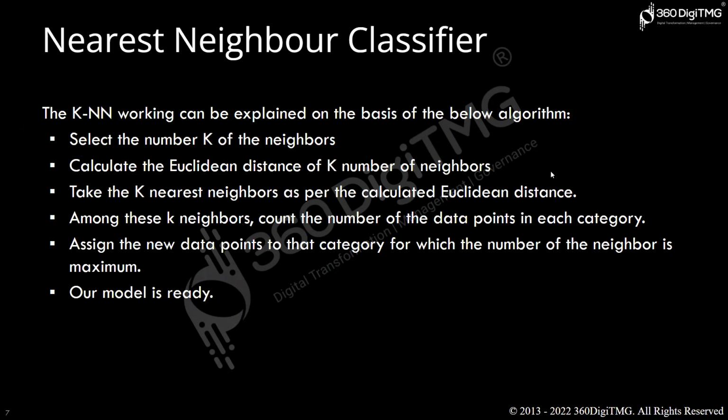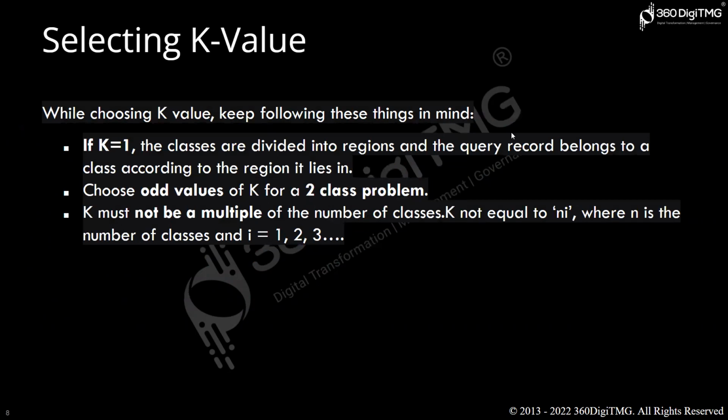So we're going to see how to select the K value. While choosing the K value, we're going to keep the following things in mind. What importance should we give, and what things should we basically focus on? If K is 1, the classes are divided into regions and the query record belongs to a class according to the region it lies in. So basically, we're going to choose odd values of K for a 2-class problem.